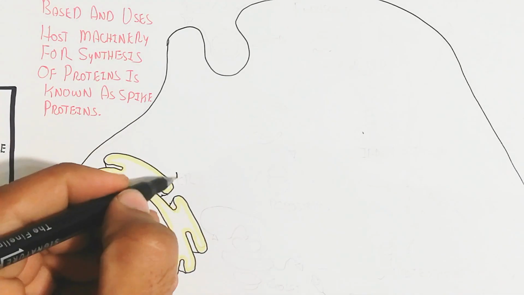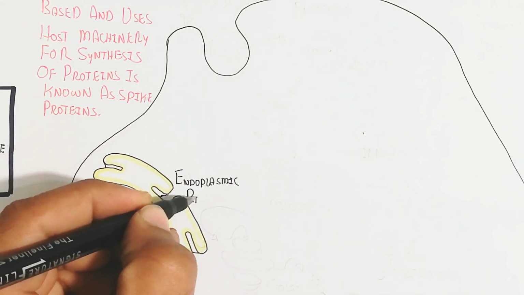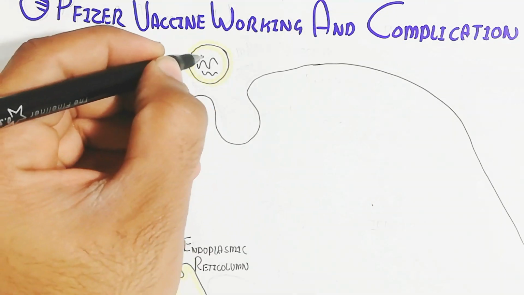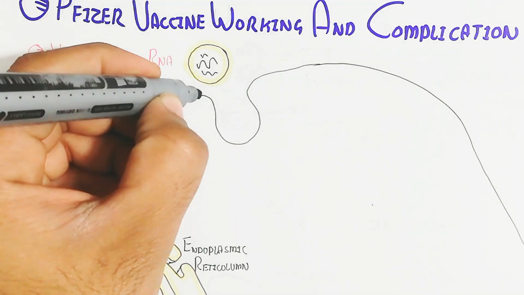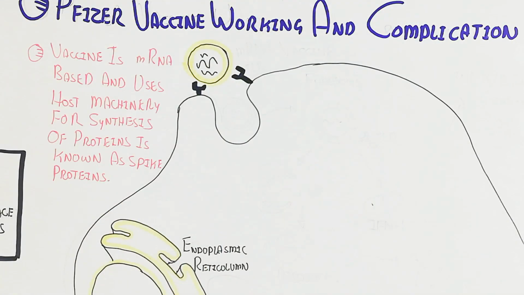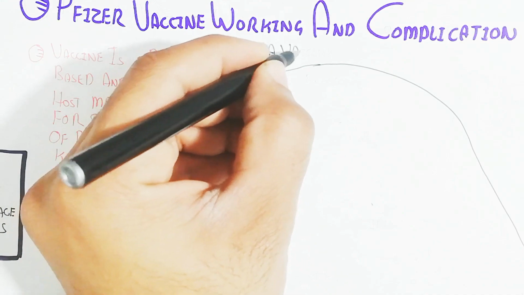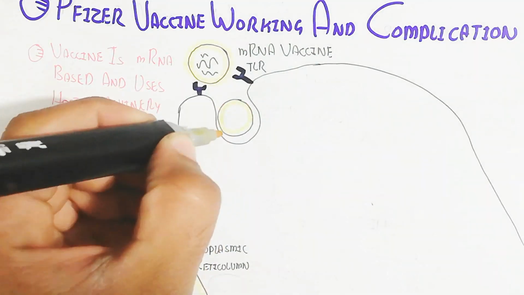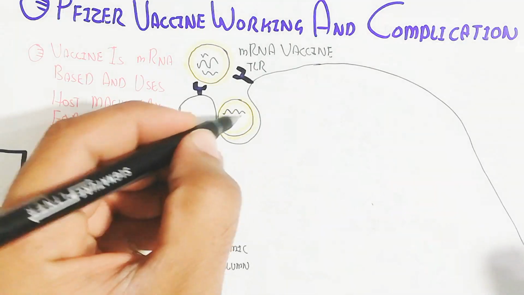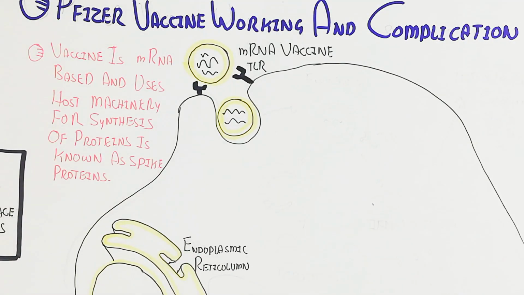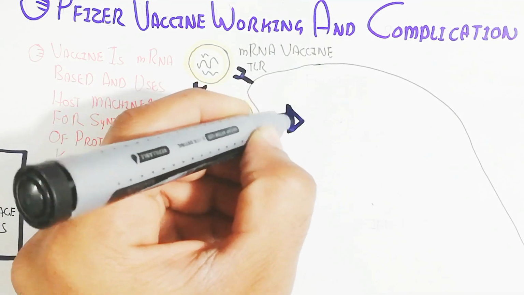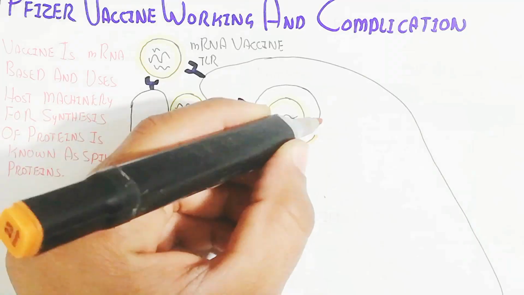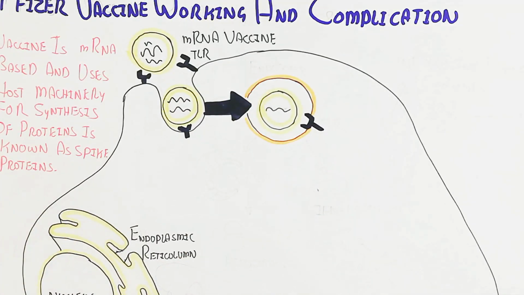Let's begin to understand how the vaccine works in the cell. So this is the endoplasmic reticulum and nucleus. This vaccine, a lipid droplet, will enter through a toll-like receptor. This toll-like receptor will recognize and take in the mRNA-containing vaccine. There will be endosome formation through the toll-like receptor, and after that the endosome formation will lead to two pathways.